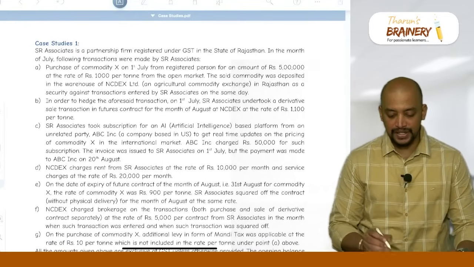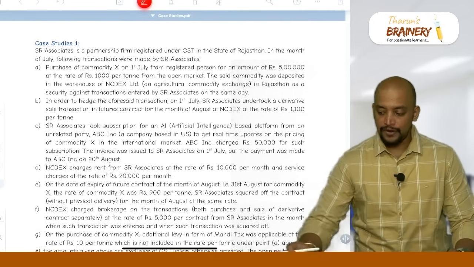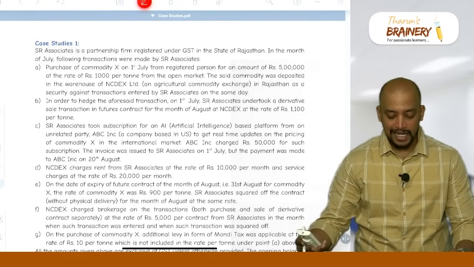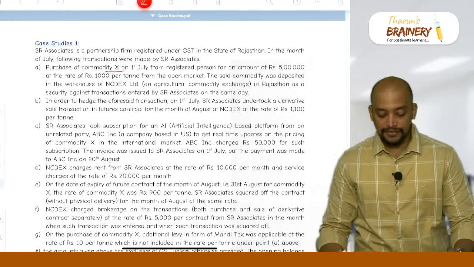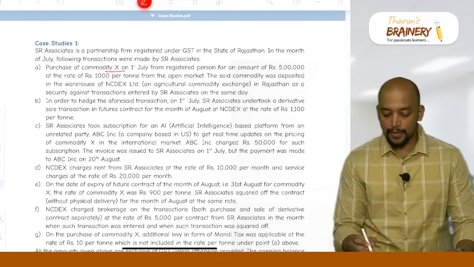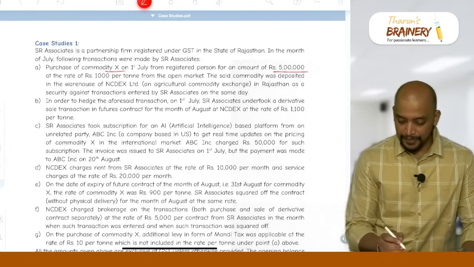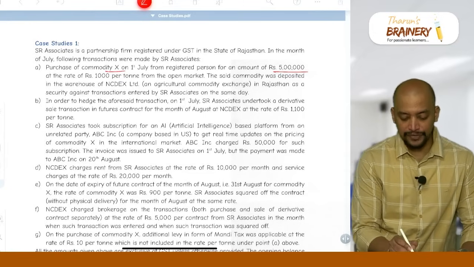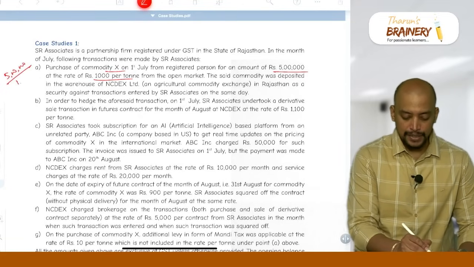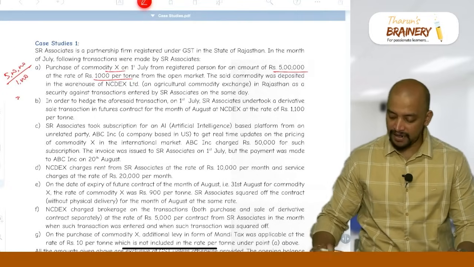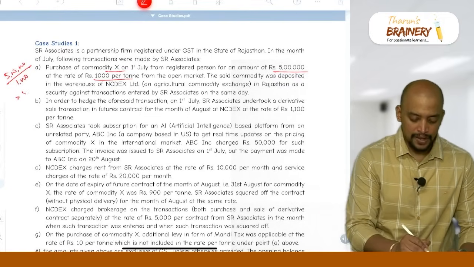SR Associates is a partnership firm registered under GST in the state of Rajasthan. In the month of July, the following transactions were made by SR Associates. Purchase of commodity Y: they made some purchase of commodity Y on 1st July from a registered person for an amount of rupees 5 lakhs, at the rate of 1000 per ton. Means how many tons would they have purchased? 5 lakhs divided by 1000, that comes to 500 tons.